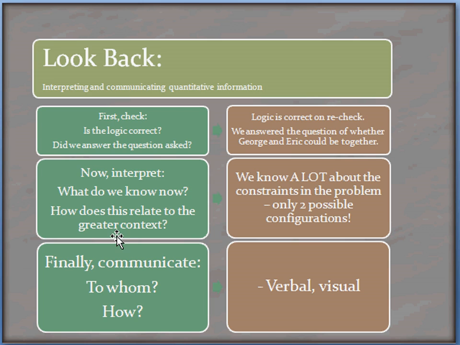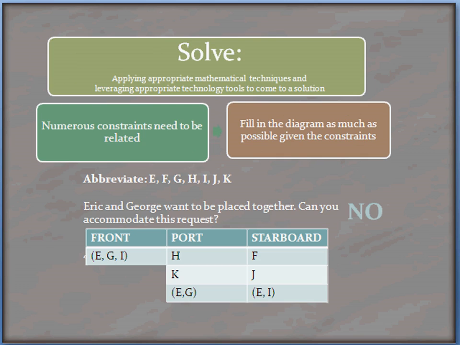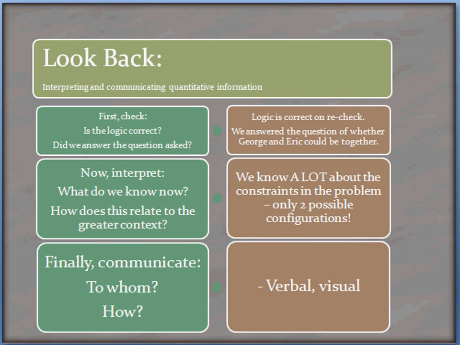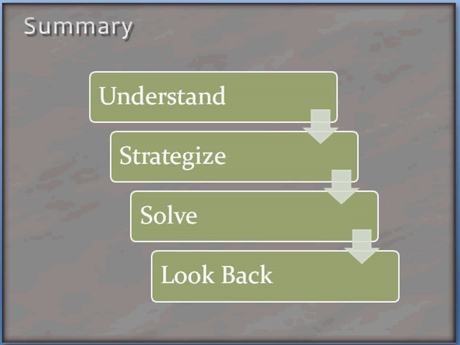And finally, we communicate. To whom would we communicate this information, and how? We may have to communicate this information to any of the players. For example, a good starting point would be Eric and George, because we won't be able to accommodate the request. The best way to communicate this would be to give verbal communication, explaining our rationale, as well as showing the constraint diagram here. If we were to show the limited number of possibilities, people would better understand how the constraints play into everyday life. This is a great case in which we build a diagram, and that diagram can be directly used to accomplish our goal.